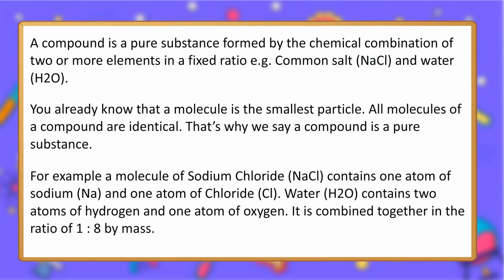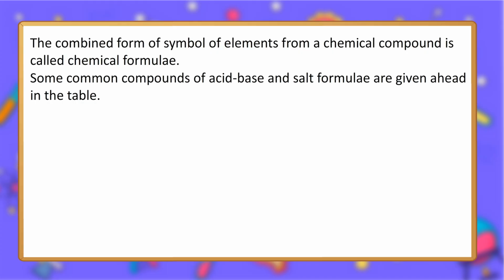For example, a molecule of sodium chloride, NaCl, contains one atom of sodium, Na, and one atom of chlorine, Cl. Water, H2O, contains 2 atoms of hydrogen and 1 atom of oxygen, combined together in the ratio of 1:8 by mass. The combined form of symbols of elements in a chemical compound is called a chemical formula.